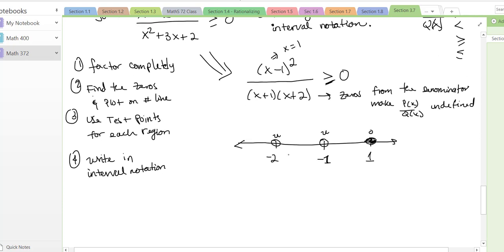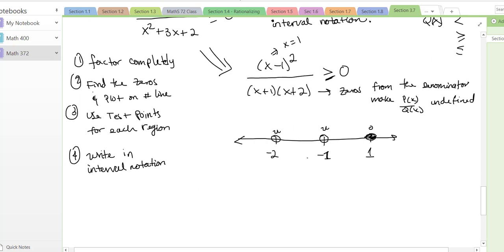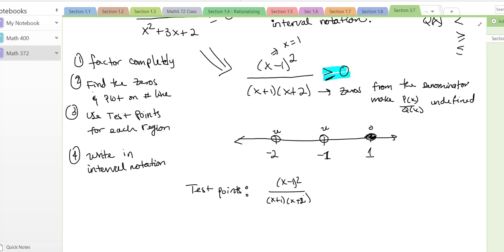And now, because I have 3 numbers on my number line, I have 4 regions to test. So I'm going to pick my test points. And what I'm checking is the quotient: x minus 1 squared over x plus 1 times x plus 2. And so what do we want? We want things that are greater than or equal to 0. So that means we're looking for the quotient to be positive. So we want a positive quotient.